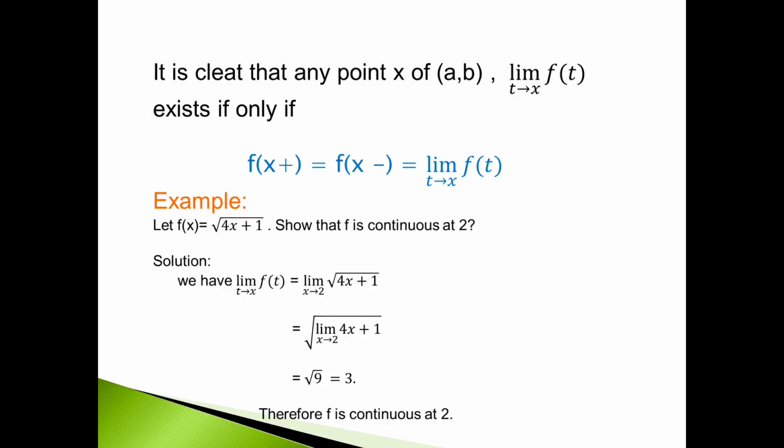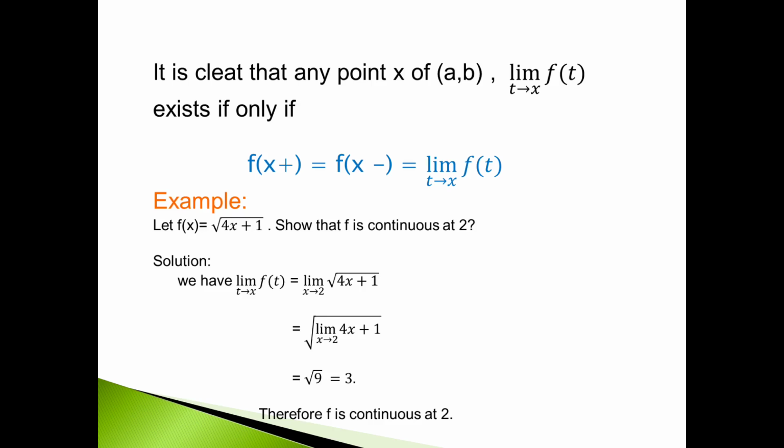Now let us see another definition or concept of continuity. That means it is clear that for any point x of the open interval (a, b), the limit as t tends to x of f of t exists if and only if f of x plus is equal to f of x minus, which is equal to the limit as t tends to x of f of t. So this is one of the limit concepts of continuity.